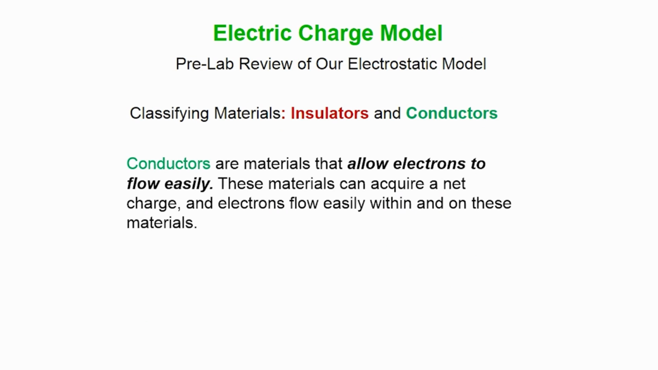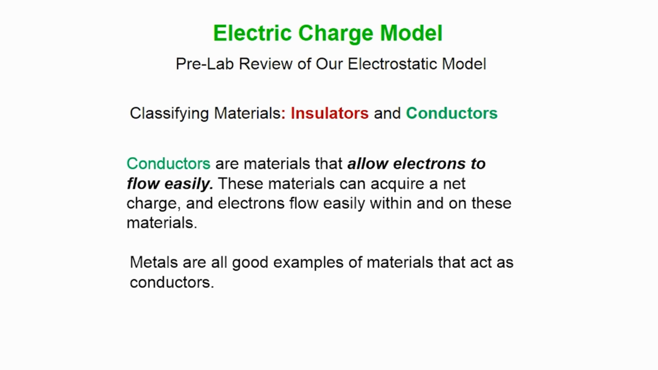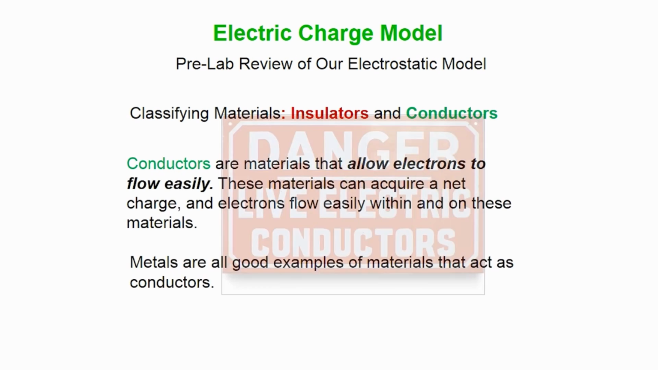So conductors are materials that allow electrons to flow easily. We saw in a couple of the last slides, these materials also can acquire a net charge, but when they do acquire a net charge, the electrons can easily flow through the material, on the material, and hence be transferred to other objects that may be touching it.